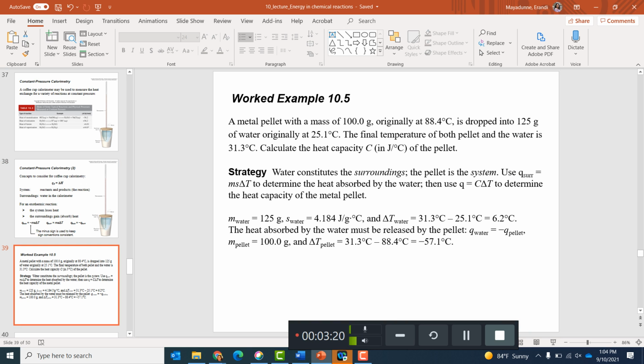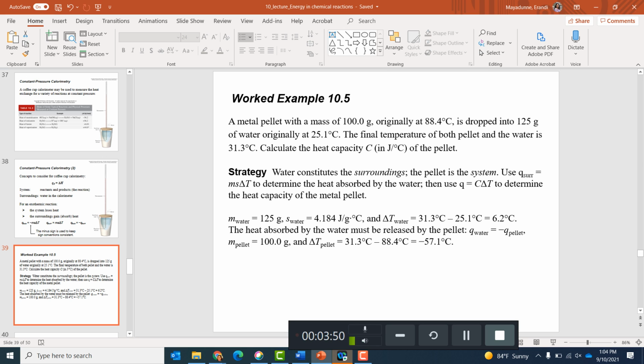And I have a question here. A metal pellet with a mass of 100 grams, originally at 88.4, is dropped into 120 grams of water, originally at 25.1. The final temperature of both pellet and water is 31.3. Calculate the heat capacity. Here, I want to let you know how to do it.